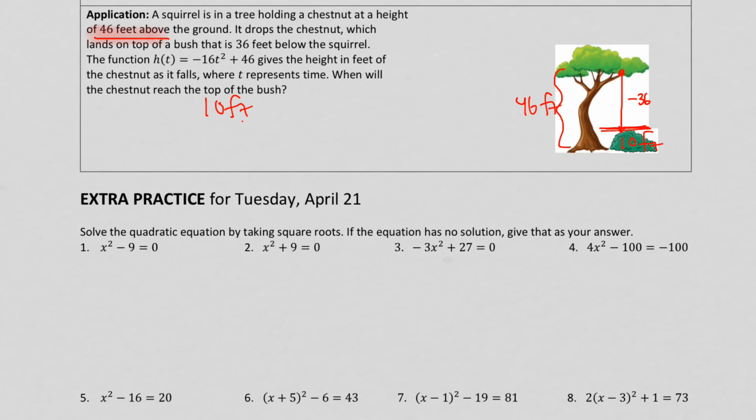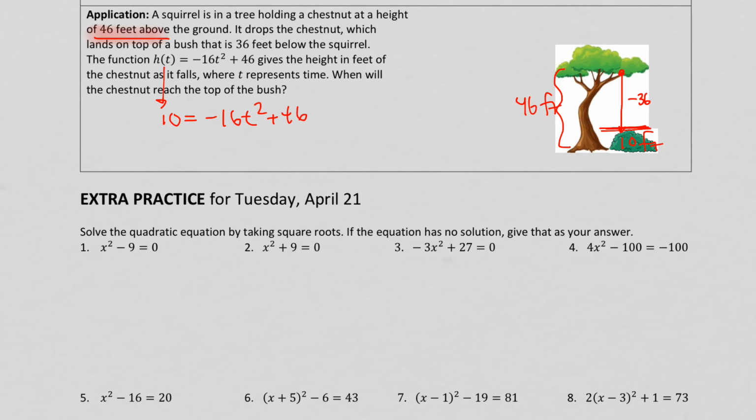So in this question, we want to find out the time for when this is at 10 feet above the ground. So for this height, we're going to replace it with 10, because that's the ending height for where the chestnut stops, which is the top of the bush. So we're going to have this equation: 10 equals negative 16t squared plus 46.